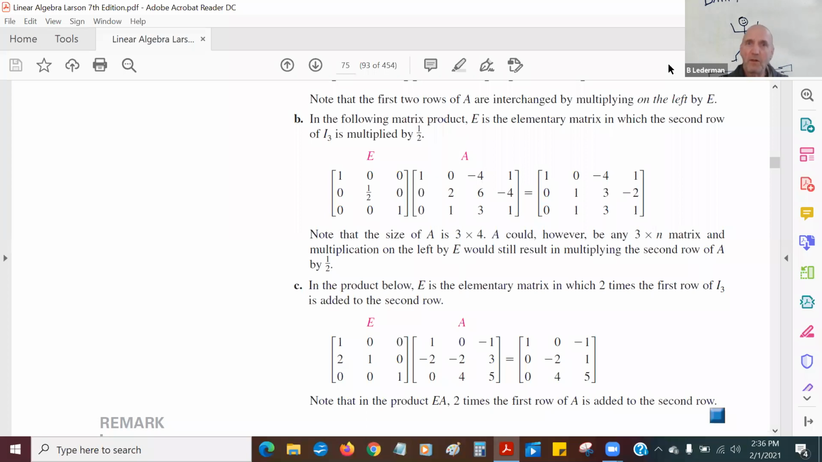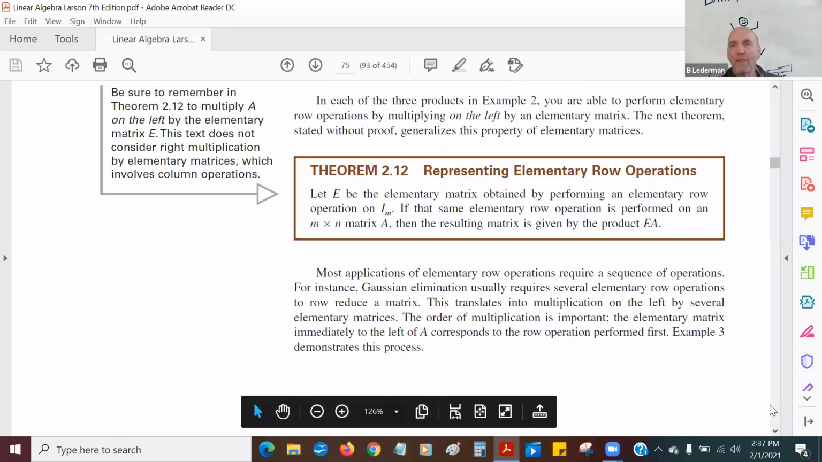Now, if you notice in all these examples, when we multiply, E is on the left side. Because if you put E on the right side, you will not get these elementary row operations. What is interesting is, if you do put E on the right side, you multiply A times E rather than E times A, you're going to find that it does have a certain effect. It's going to do the operation on the columns, not on the rows, which is very cool and interesting.